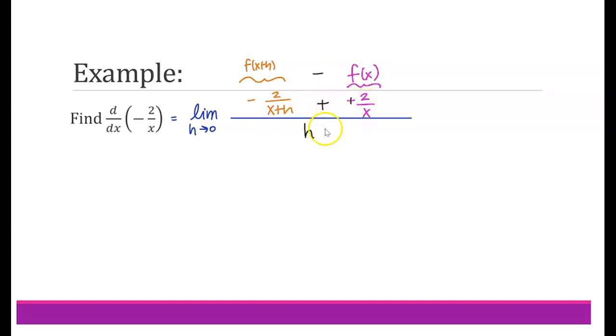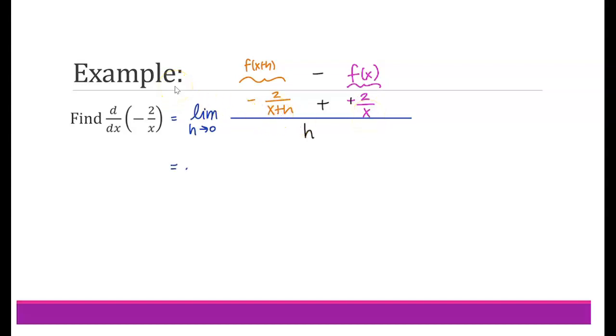In order to simplify this, we have a few choices. We can either clear fractions, or we can, in the numerator, combine the two fractions with common denominators. I'm going to go ahead and choose that route. I'm going to combine these two fractions using a common denominator. So one denominator is the quantity x plus h. The other is just x. So the least common denominator is x times x plus h.